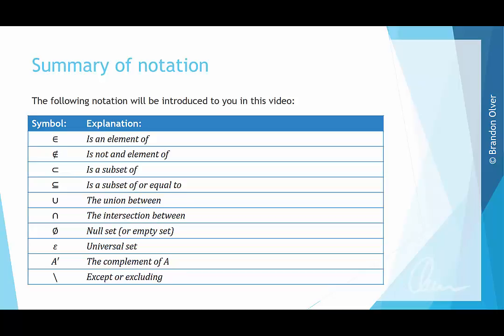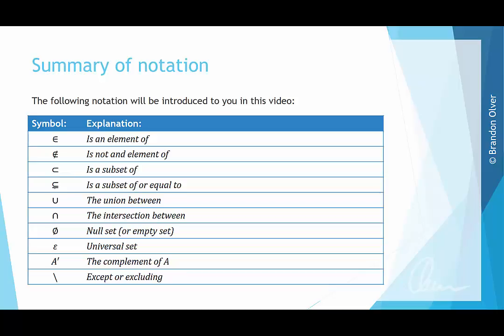The next one with the line through it is the negation of that element. So it says that such and such is not an element of. So you could say 2 is not an element of the odd number set. Now this little C symbol says it's a subset of. So for that, you could say that the set {2, 4, 6} is a subset of even numbers.